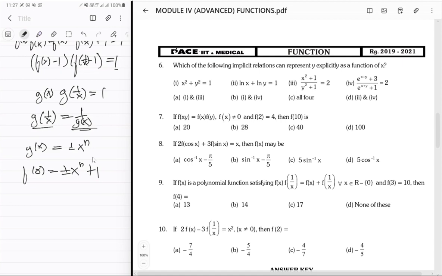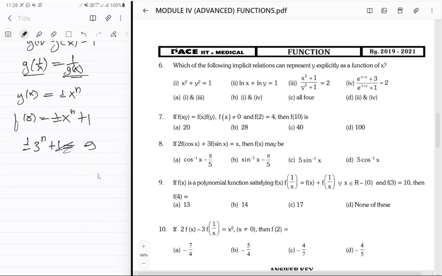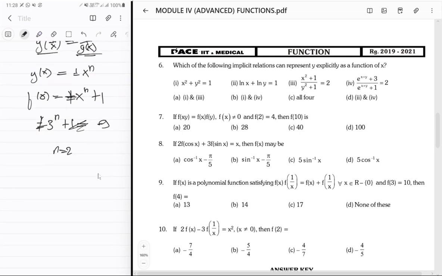Cool. So what we are doing is f of 3 is equal to 10, right? What does that mean? Plus minus 3 power n plus 1 is equal to 10, so 3 power n is equal to 9. It cannot be negative, so it has to be positive. That's resolved. So n must be 2, that's the only way. Cool. So f of x is really just x squared plus 1. Makes sense. f of 4 is going to be 16 plus 1, which is 17. So C is the answer.